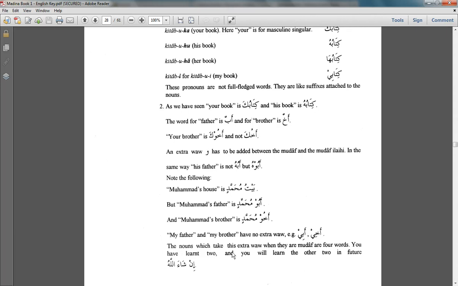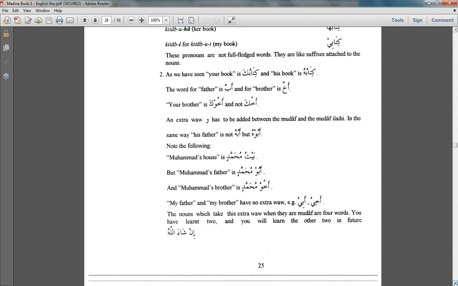The nouns which take this extra waw when they are mudaf are 4 words. You have learned 2, and you will learn the other 2 in future, inshallah. There are actually 6 if you really go into the traditional books of learning. The books mention 4 here, but there are actually 6.